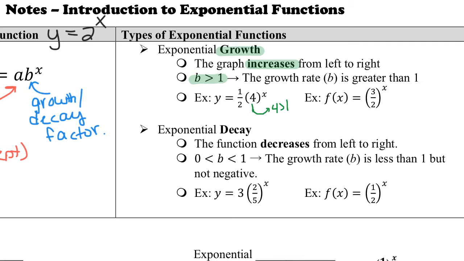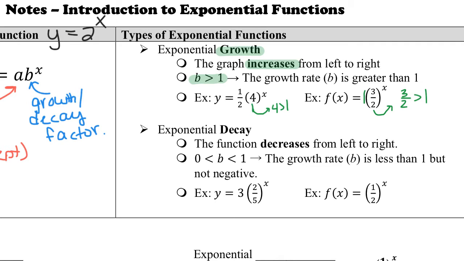Here's another example. There is an a value in the front, but it's just a 1. 3/2 to the x. The 3/2 is what's attached to x, so that's our b. And 3/2 is greater than 1. Yes, it's a fraction, but 3/2 is really 1.5, so it is greater than 1, which makes it growth.